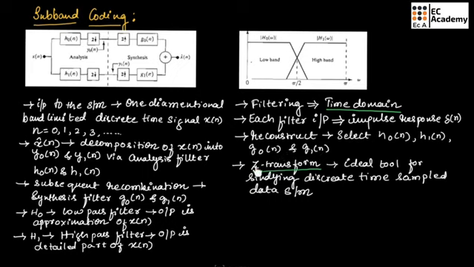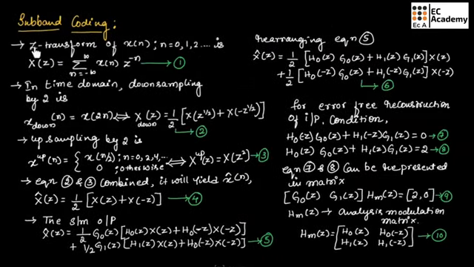Here to analyze subband coding, the Z transform is used. The Z transform is an ideal tool for studying discrete time sampled data systems. Now let us consider the Z transform of the input sequence x of n, where n has the values 0, 1, 2 and so on, as x of z. So the Z transform of x of n can be written as x of z equal to summation of n equals minus infinity to infinity x of n z to the power of minus n.